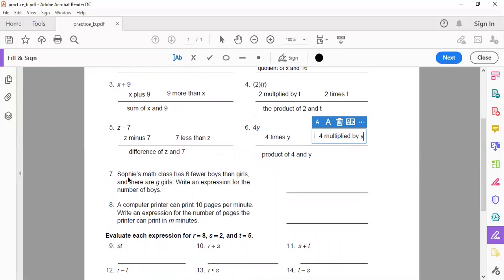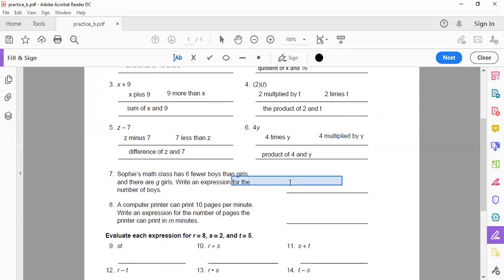The question says Sophie's math class has 6 fewer boys than girls. So this word fewer indicates that there are fewer boys than girls. And how many fewer? 6 fewer. So see, when we use the words less than, the number which is at the end comes first, right? So here as well, 6 fewer means it's going to be minus 6. But what is minus 6? And there are G girls. So there are more girls than boys.